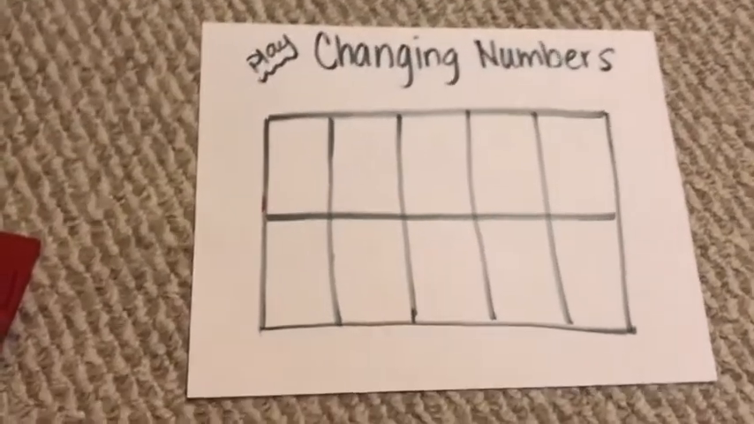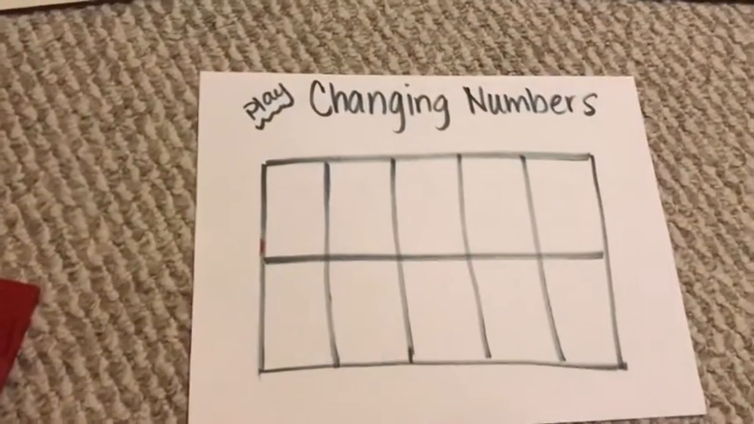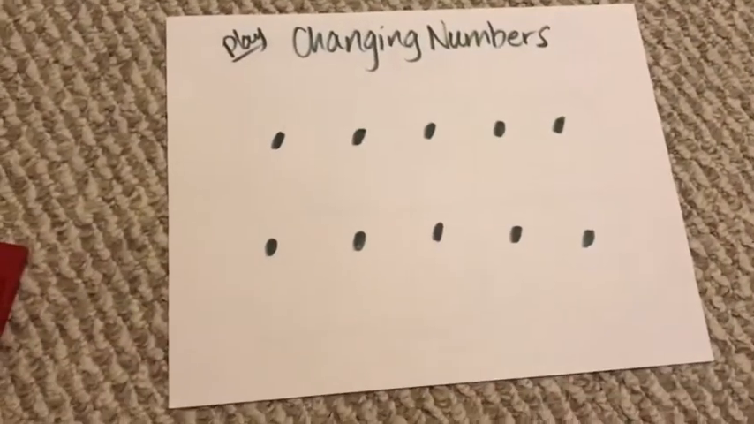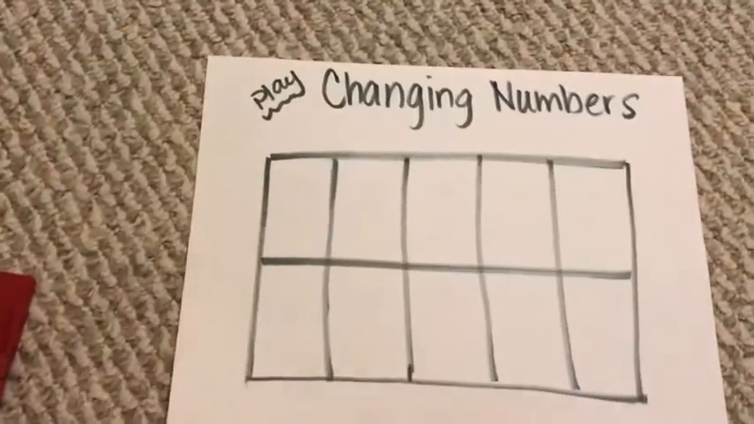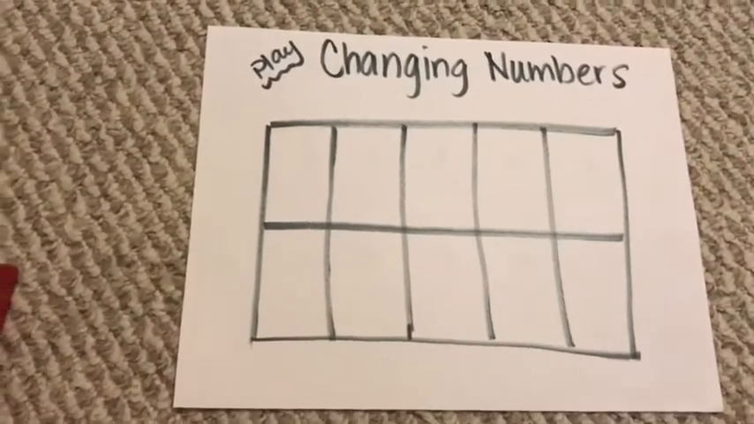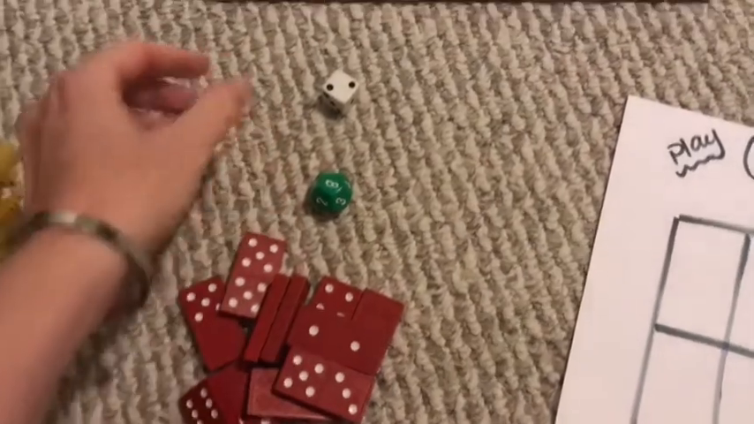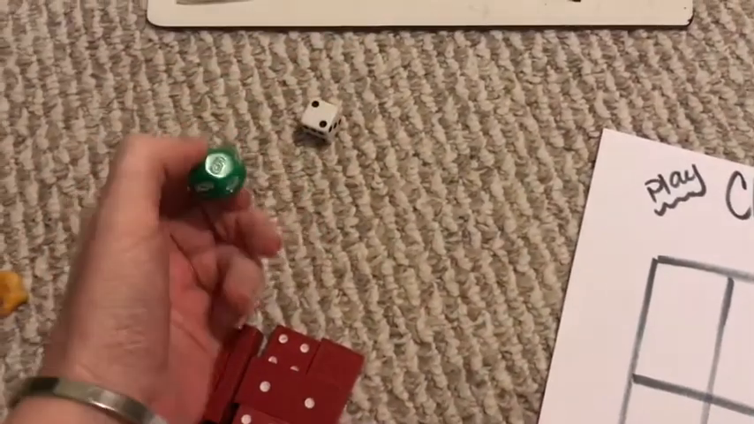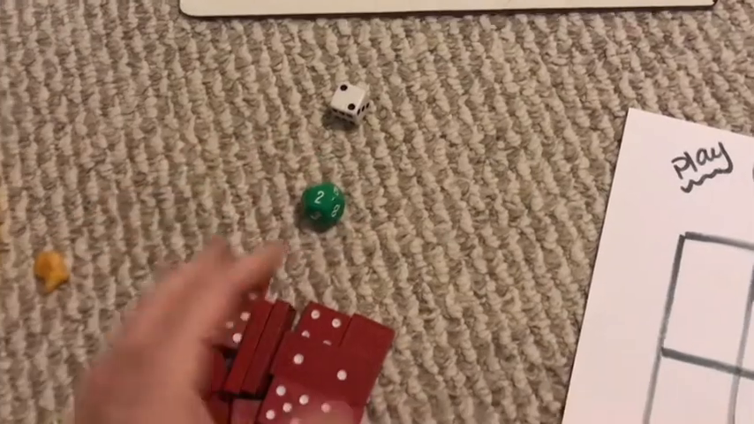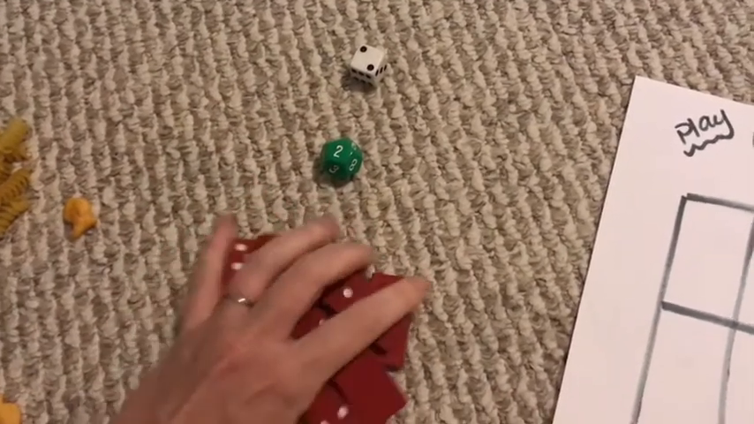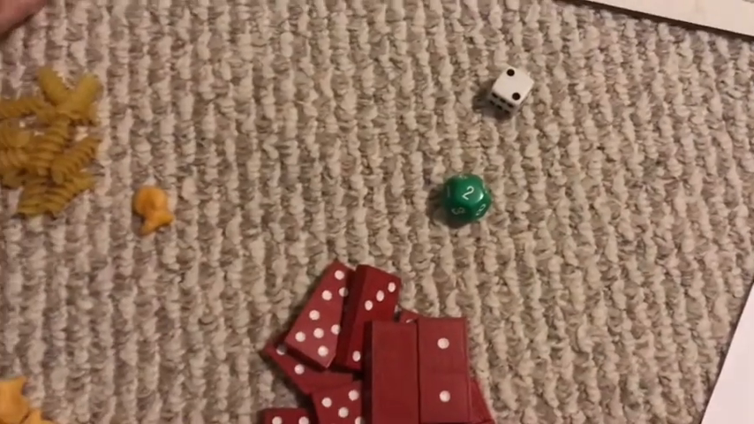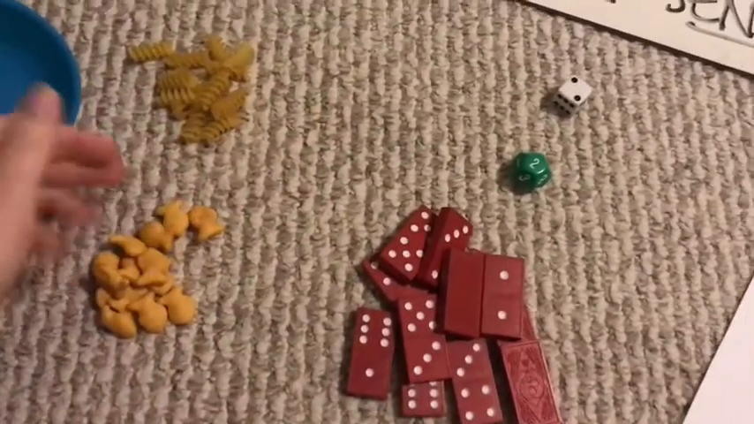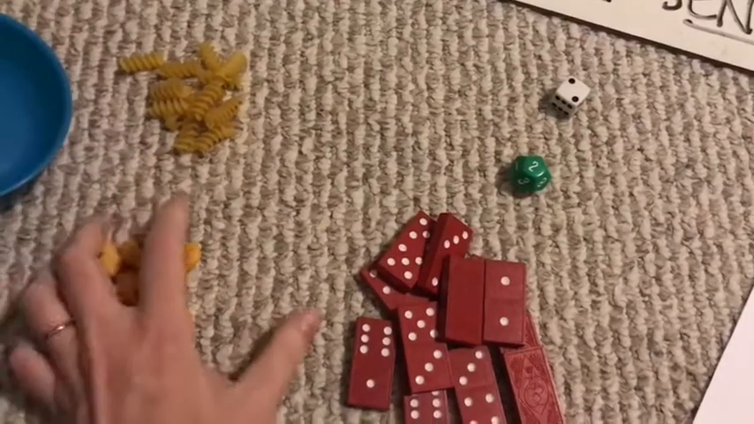So for this game, all you need is a game mat that you can make super easily. You can either use a 10 frame or 10 dots grouped as 5 and 5. You don't need a number generator, but it makes it more fun. Here are some sample number generators. You can use a regular dot dice, a dice that goes up to larger numbers, or dominoes or any kind of representation of a number. And you need some type of manipulative. You can use anything you can find in your house, like goldfish or pasta. I'm just going to use the goldfish for today.